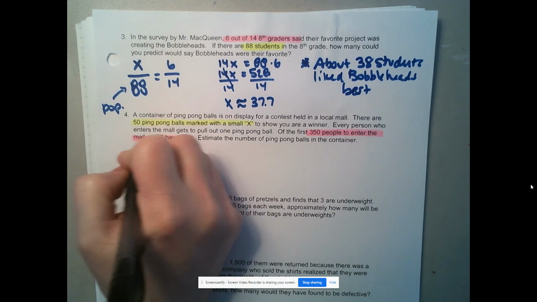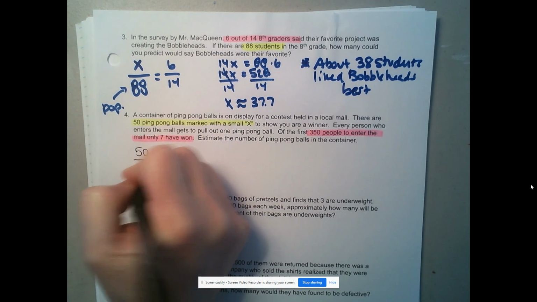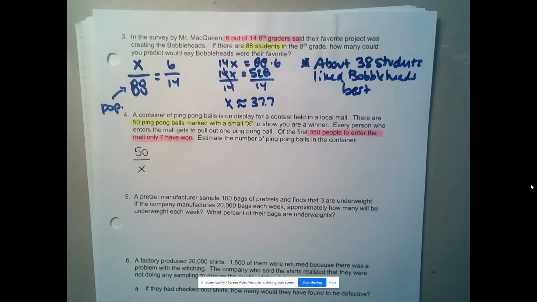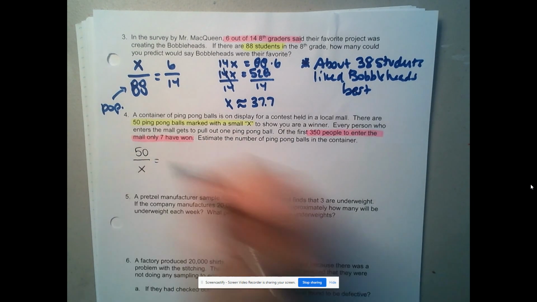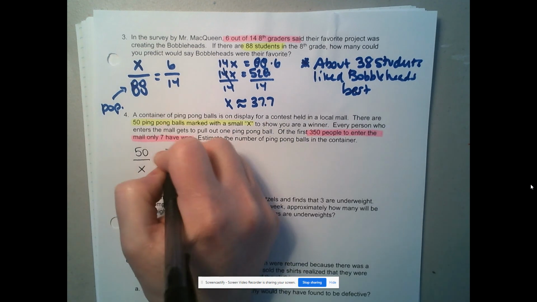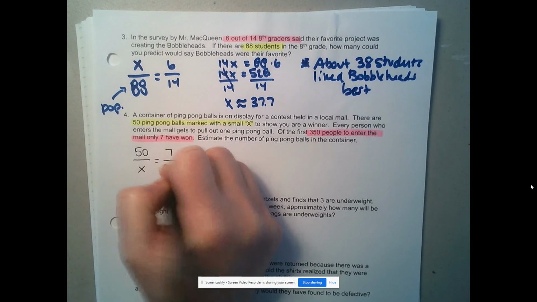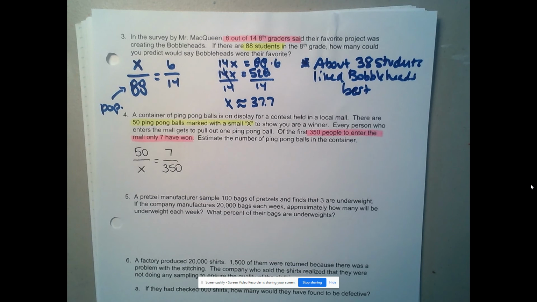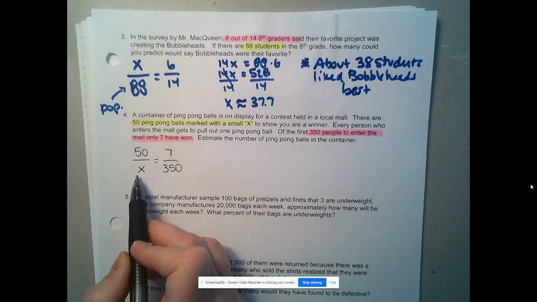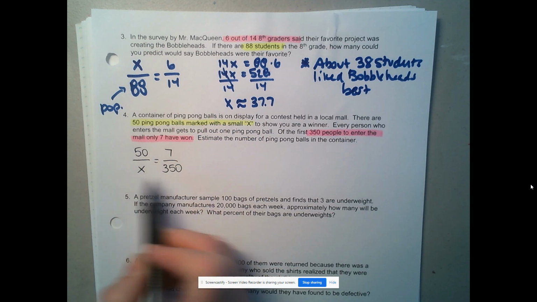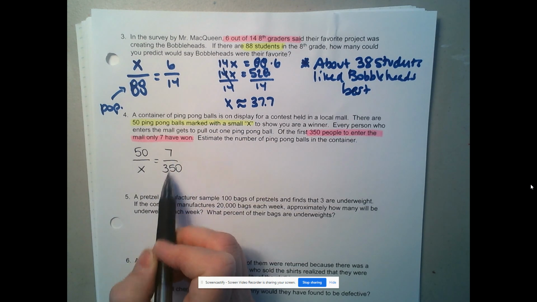So we're saying we marked 50 out of some larger unknown amount. So that's our setup. That's like what was in the original container. And then we've done a sample, the one in pink. Only 7 have won out of 350. That's how we set this up. What's the setup? What's in the original box? 50 out of some really large population. And we've taken a sample where the first 350 people have entered and only 7 have won.